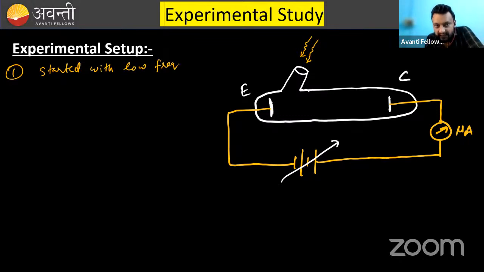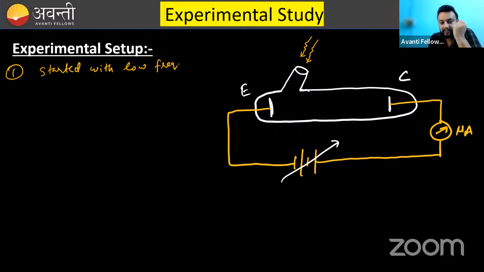That means the incident light has a very low frequency. This is a battery, and this arrow indicates its potential can be changed. Right now, this collector has a positive potential and this emitter has a negative potential. I incident a light of very low frequency and increased this potential, and you see there is no current in the emitter. That means no electron has come out.